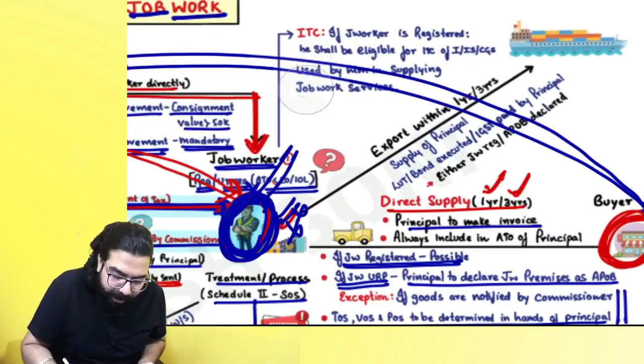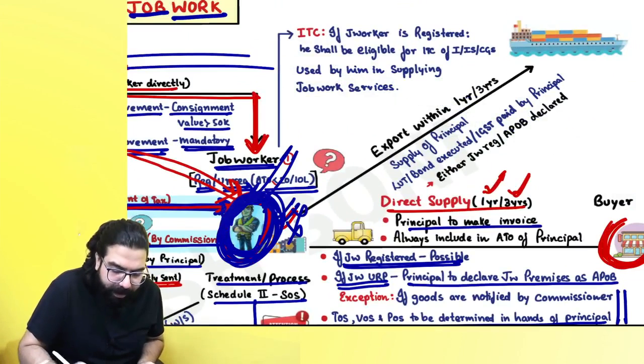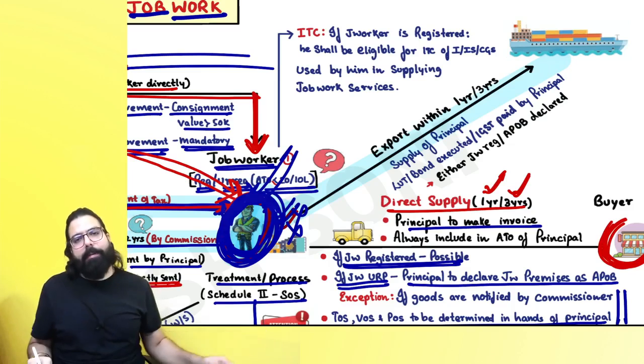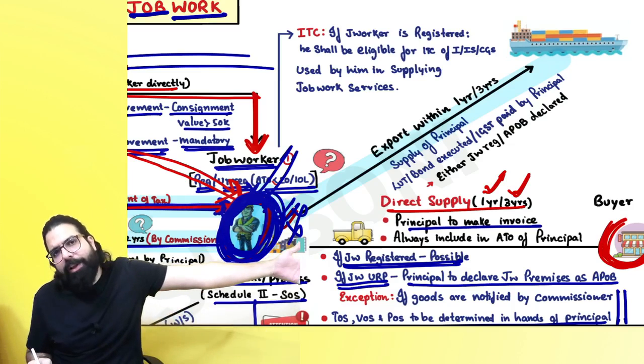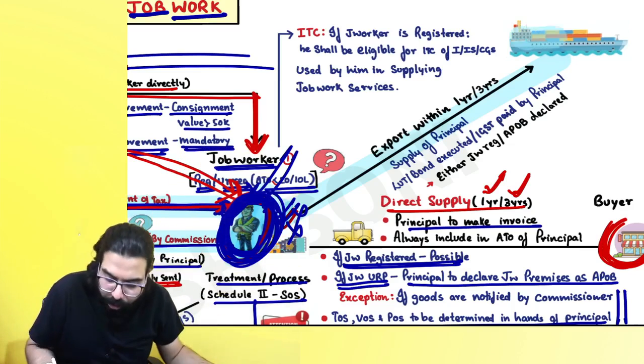Sir, tell me one thing. Can I go ahead and export from the job worker premises? For example, my goods are ready over here. Can I go ahead and export? Yes, you can go ahead and directly supply also, within 1 year, 3 years. You can bring it back also, or you can export it also.